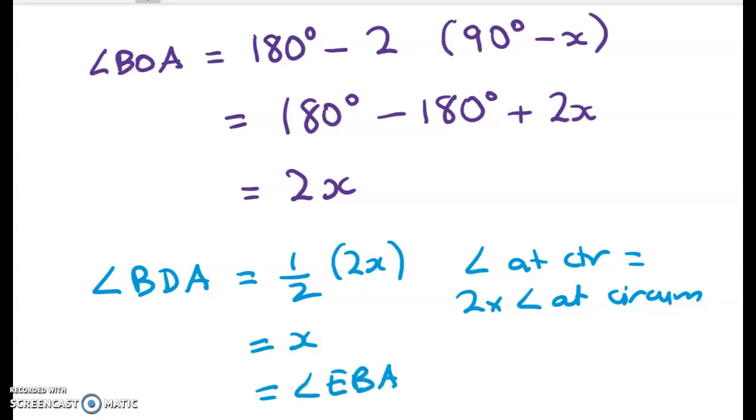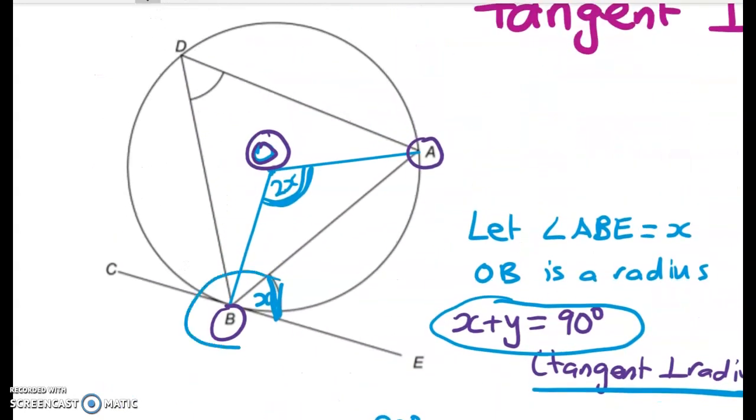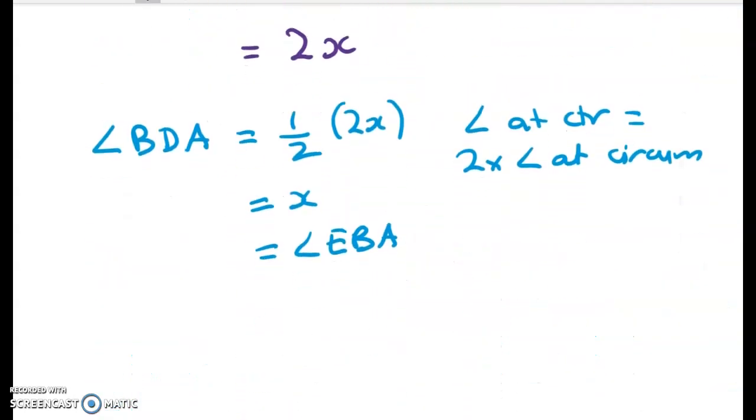Okay, so let's just see what we've done. Well, we started off with this angle here, and now through a series of logical steps, we've shown that it must equal this one here. So we've finished our proof. So we write down as required.